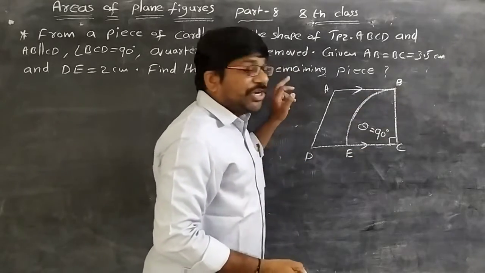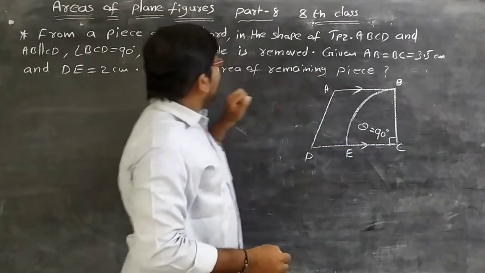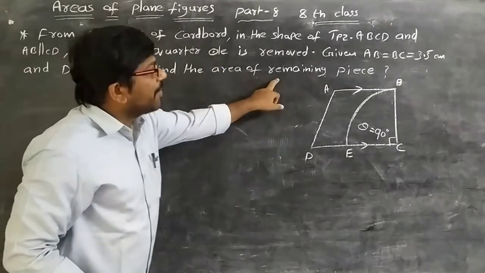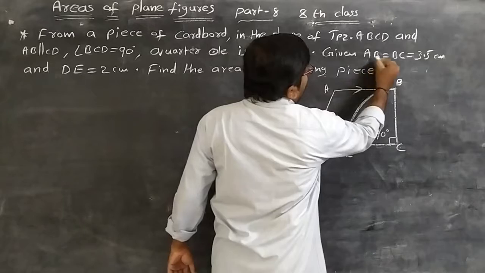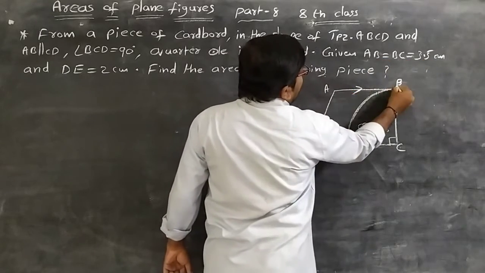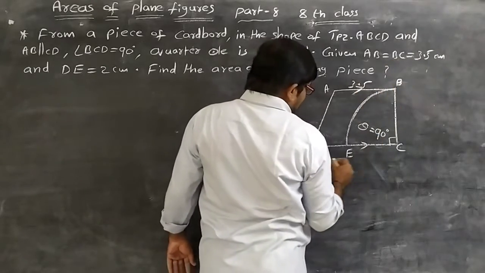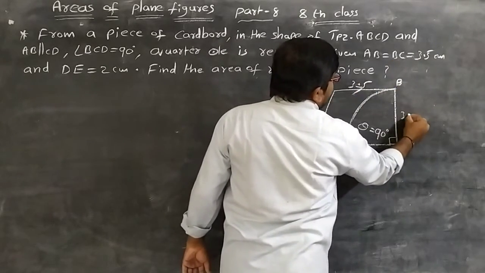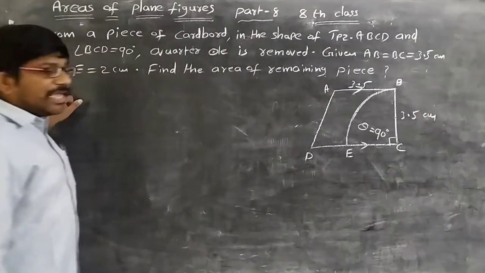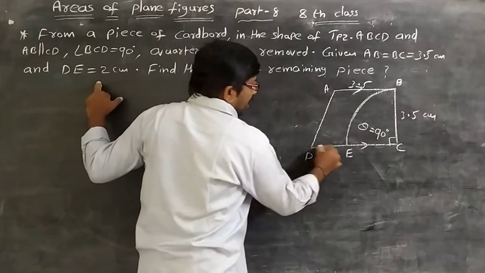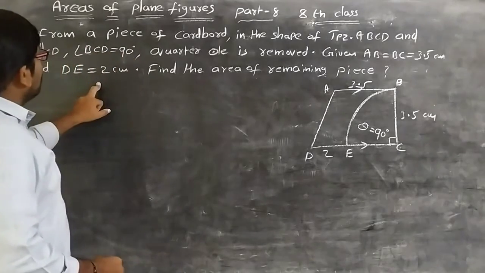So from the cardboard sheet, if we remove this sector, find the area of the remaining piece, right? See, in this AB equals BC equals 3.5. AB is 3.5 centimeters, and BC is also 3.5 centimeters, right? Next, AD is 2 centimeters, right? And what next?